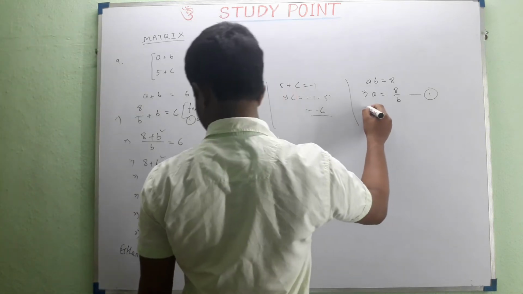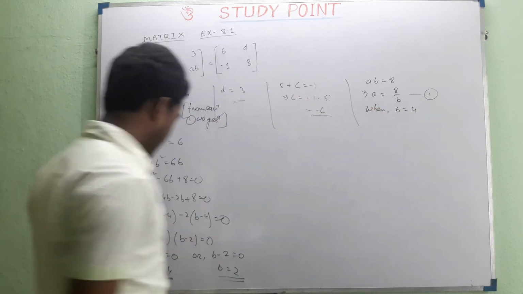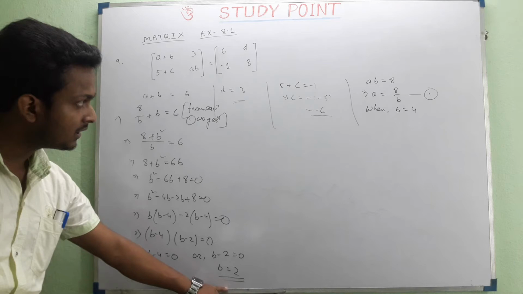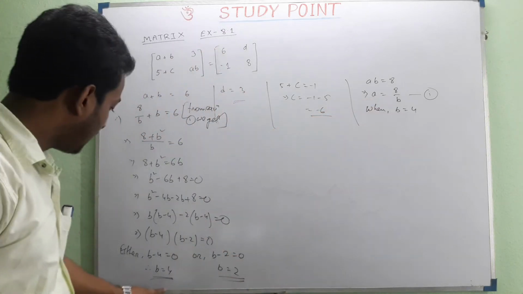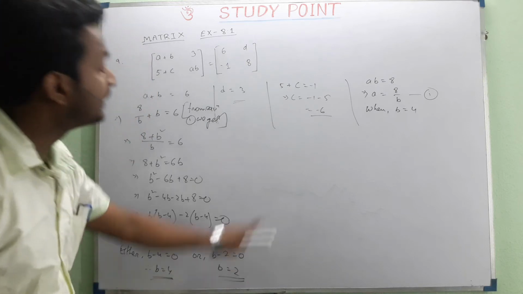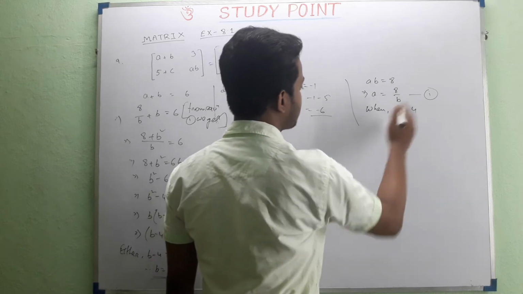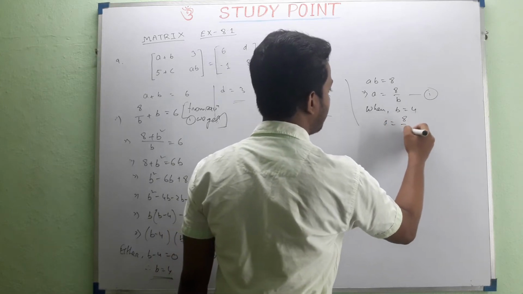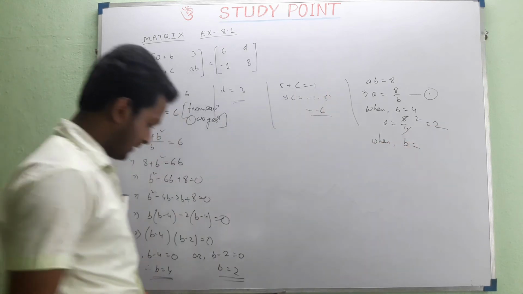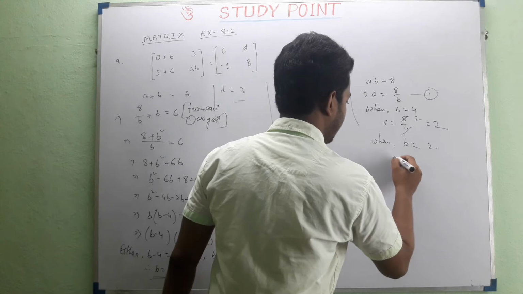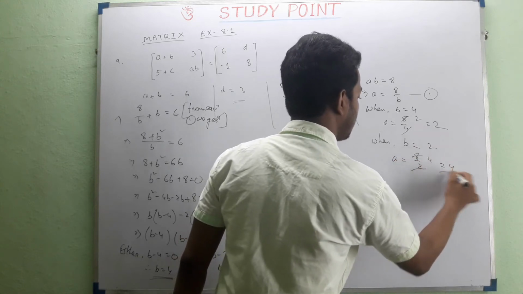Now just put the value when b is equal to 4. As I have two possible values of b, and a and b are related like this, for these two possible values of b there will be two possible values of a also. Now if the value of b is 4, a will be 8 by 4, that is 2. When the value of b is 2, a will be 8 by 2, that is 4.